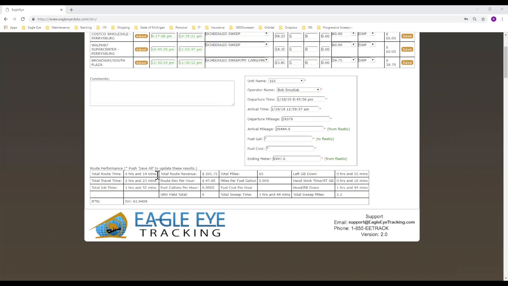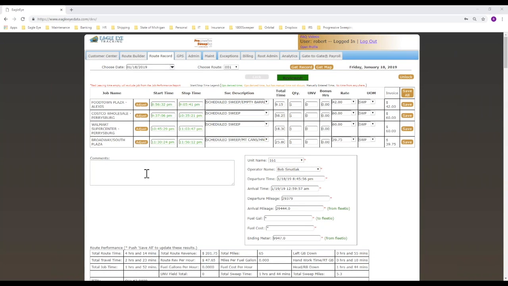So don't forget to look at the route performance. That also will help you out in your planning.